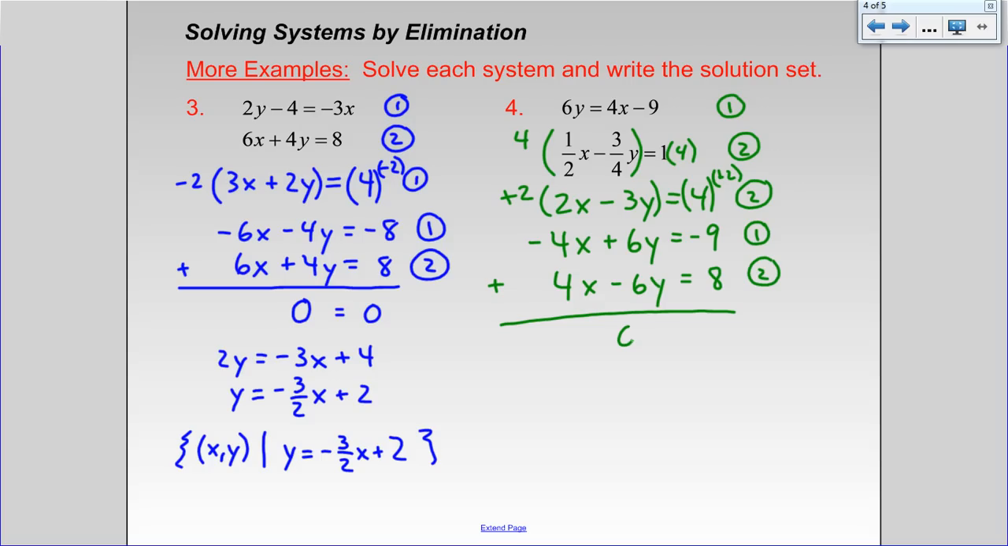So once again, when we add on the left-hand side, we obtain 0. And on the right-hand side, however, we obtain negative 1. This is an equation that is false. It's a contradiction. What this means is that our system is inconsistent, and the solution set is the empty set. If we were to graph these two linear equations, we would obtain parallel lines, which means that there are no solutions. And our solution set, once again, is the empty set.